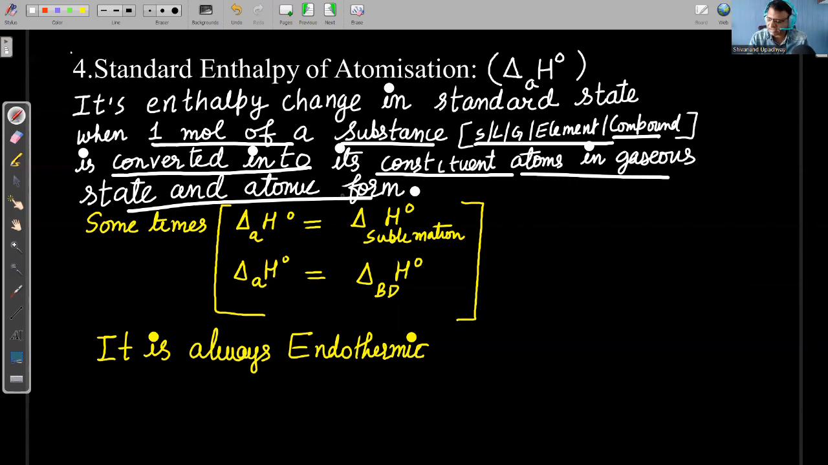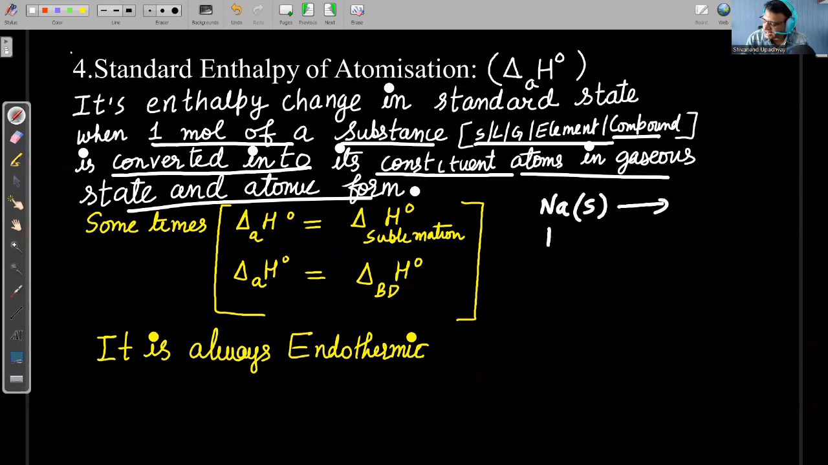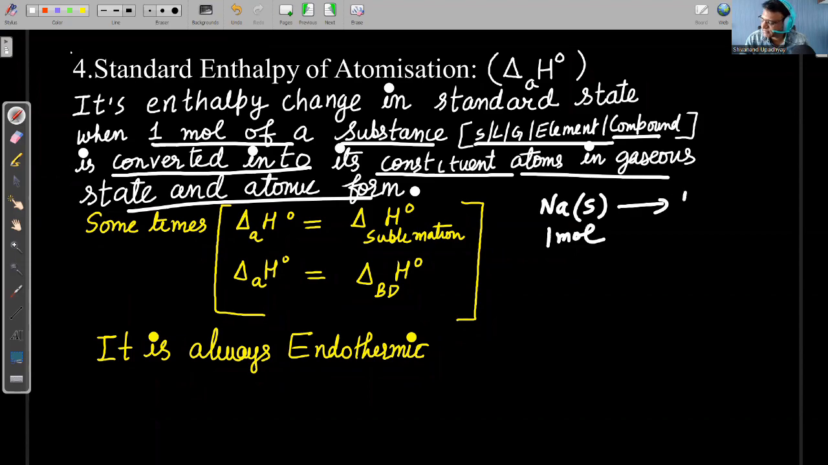लेट अस डिस्कस दिस. अगर मैं ये कहता हूं कि सोडियम मेटल सॉलिड स्टेट में है और इसका 1 मोल अगर मैं गैसियस स्टेट में भेज दूं, सोडियम एटम से बना हुआ है, इसको गैसियस में भेज दें, तो ये हो गया एटमाइजेशन. मैंने इसको एटमाइज कर दिया. ये सब्सटेंस सॉलिड स्टेट में था, अब मैंने इसको एटॉमिक फॉर्म में भेज दिया, तो ये एटमाइजेशन हो गया. ये सब्लिमेशन भी है. तो समटाइम्स एटमाइजेशन जो है वो सब्लिमेशन के बराबर हो जाता है.